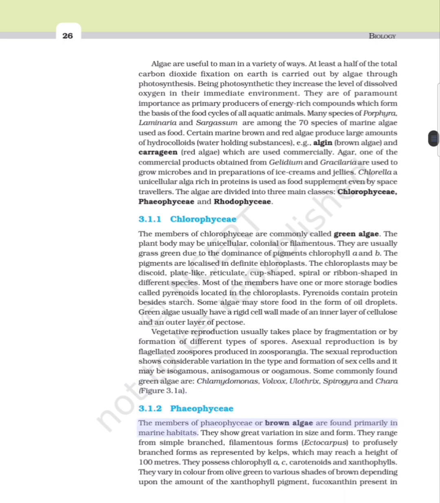3.1.2 Phaeophyceae. The members of Phaeophyceae or brown algae are found primarily in marine habitats. They show great variation in size and form. They range from simple branched, filamentous forms such as Ectocarpus to profusely branched forms as represented by kelps, which may reach a height of 100 meters. They possess chlorophyll a, c, carotenoids and xanthophylls. They vary in color from olive green to various shades of brown depending upon the amount of the xanthophyll pigment, fucoxanthin, present in them.